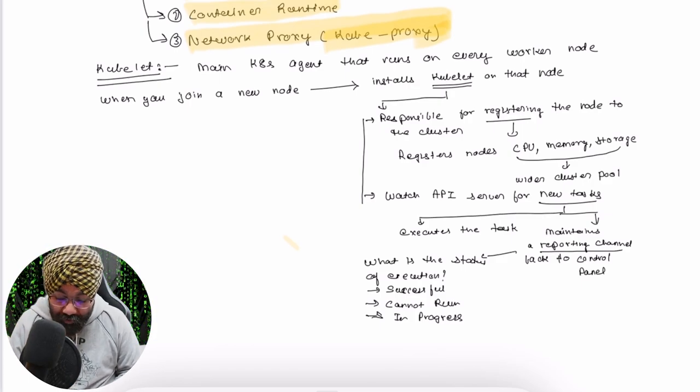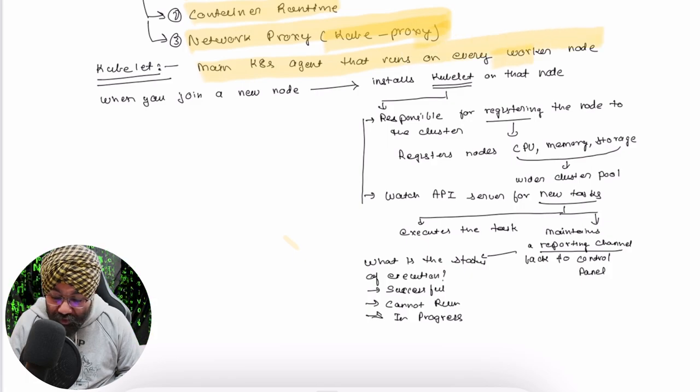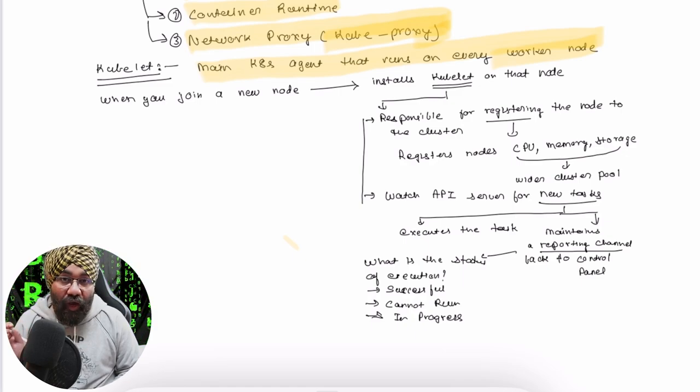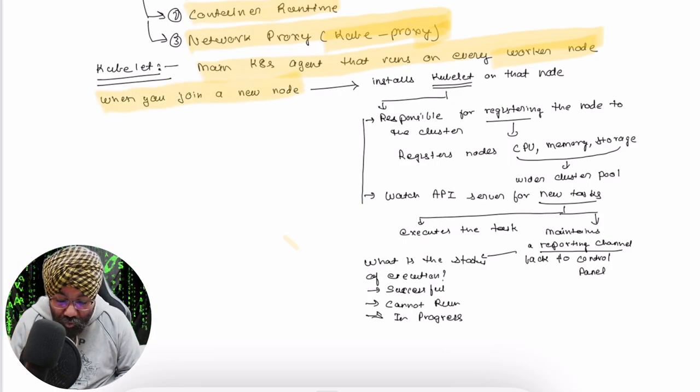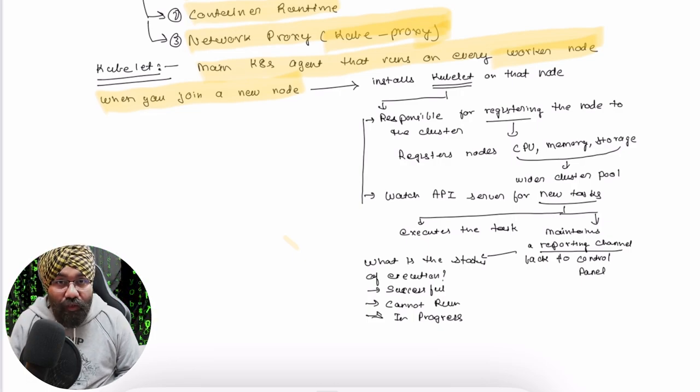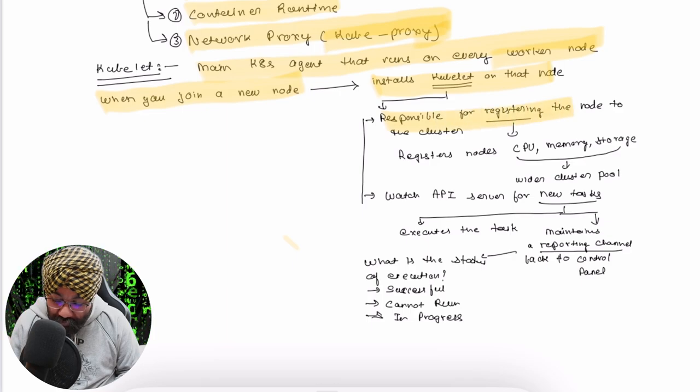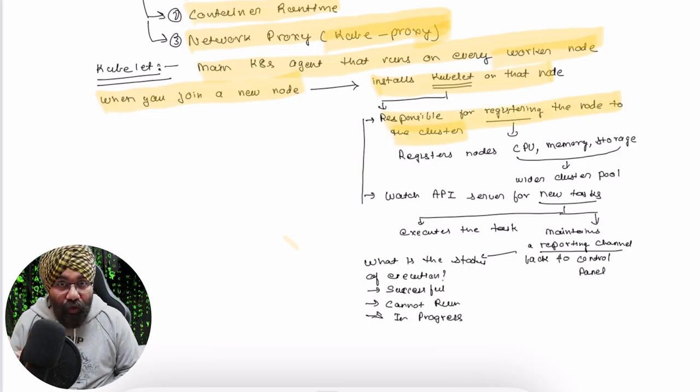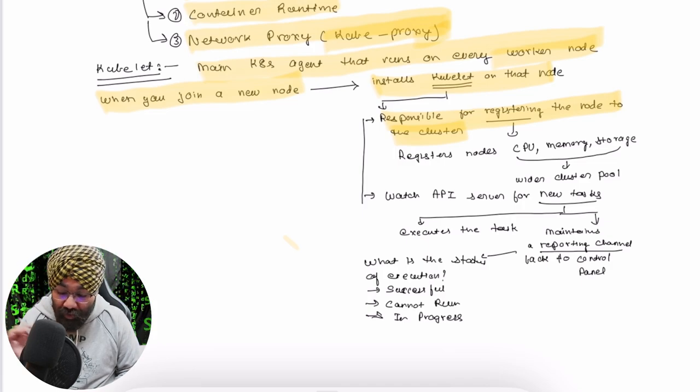Okay, so kubelet is the main agent that runs on each of the worker nodes. Whenever you add some new resource into your Kubernetes cluster, or whenever your Kubernetes cluster starts, at the starting time also all the nodes need to register with the cluster. So whenever you add a new node to your Kubernetes cluster, first of all Kubernetes will install kubelet on it, and then kubelet will be responsible for actually registering that node to the control plane in the correct way.